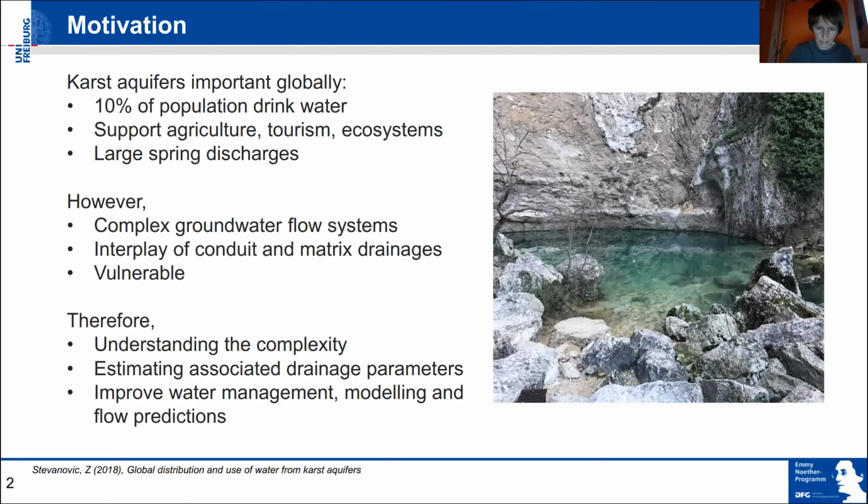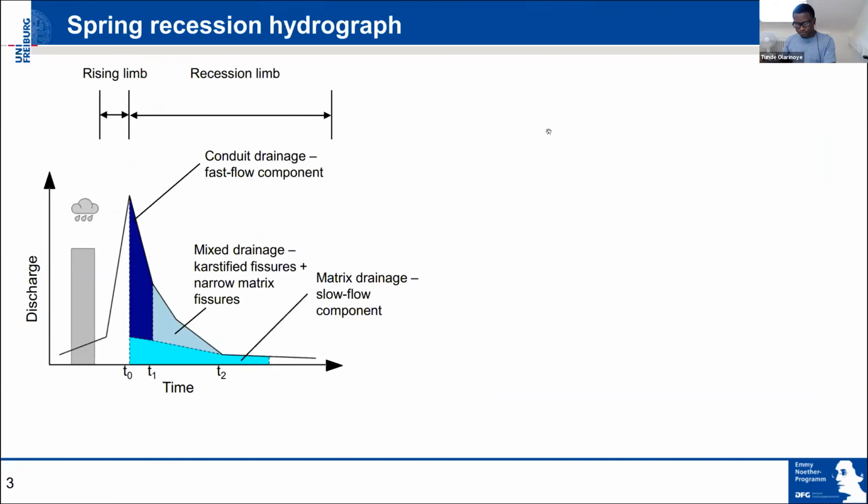So these parameters are actually very important, and also for water management, and most importantly for model development and model improvement. And that is why we are actually working on this global objective approach for karst recession.